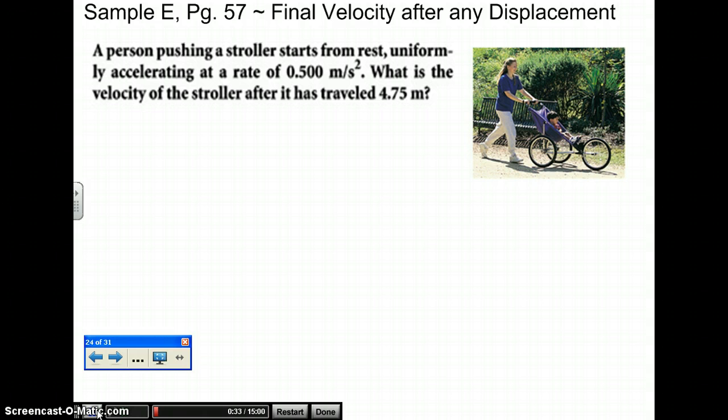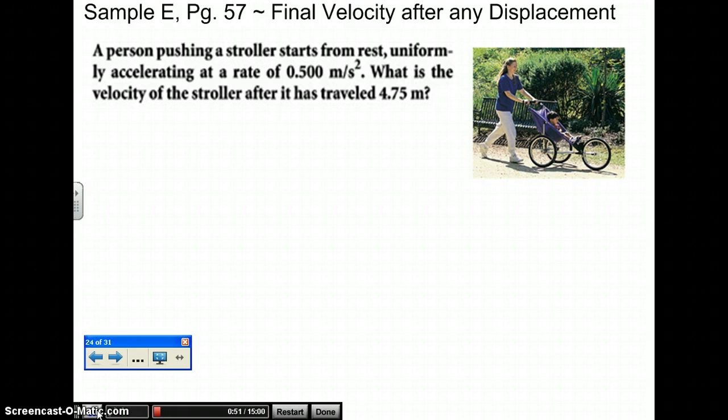Well, the title of sample problem E is final velocity after any displacement. So right there kind of lets you know that time is not going to be a factor. So think about a kinematic that does not have time in it, and that's the one that you should be applying to this problem. Let's read through and write down what our givens are.